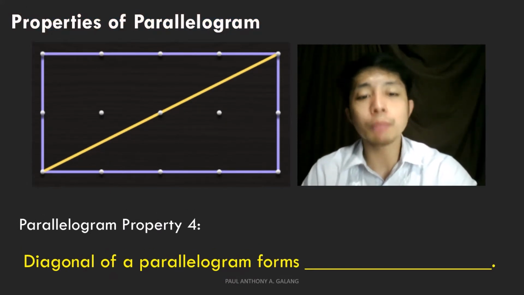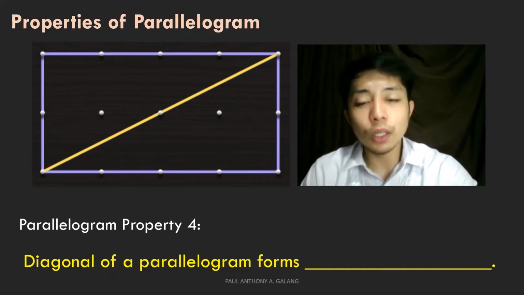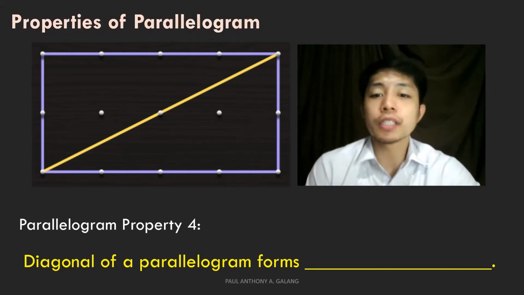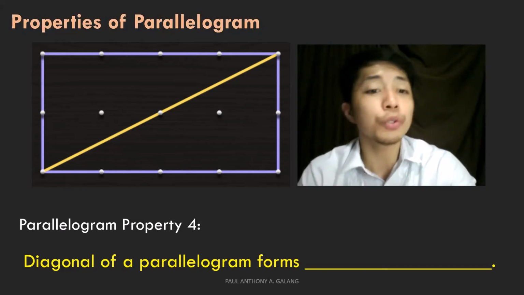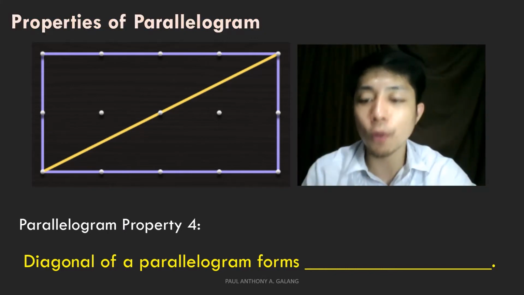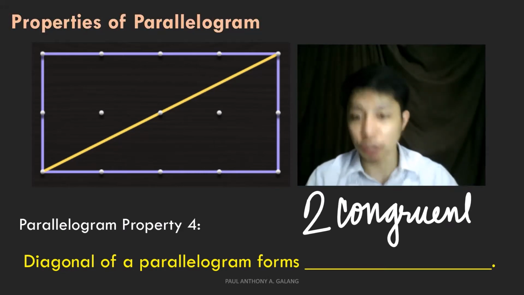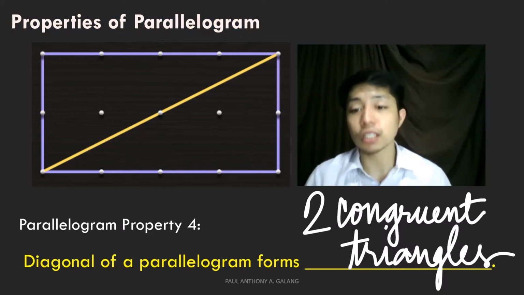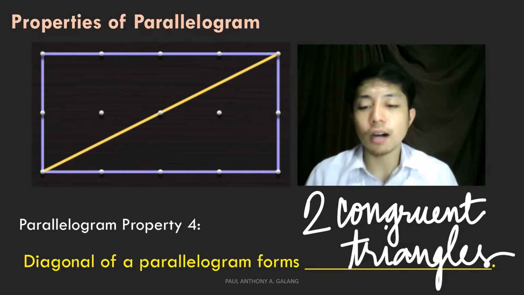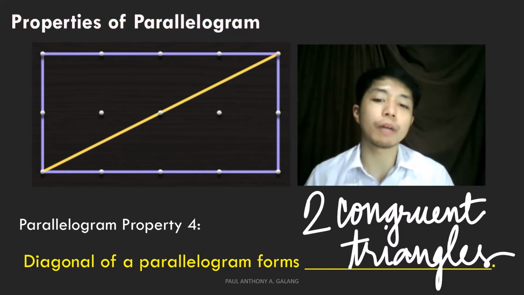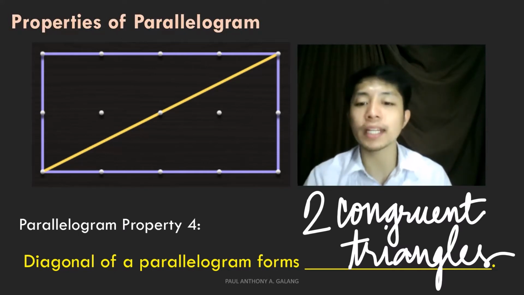Parallelogram property number 4 is that a diagonal of a parallelogram forms blank. This is very easy, like a piece of cake. Actually, you can answer this with your eyes closed. When you draw a line segment, or diagonal, in a parallelogram, you form two congruent triangles. That's right, and that is evident in the presentation. So that's the fourth property: a diagonal of a parallelogram forms two congruent triangles.